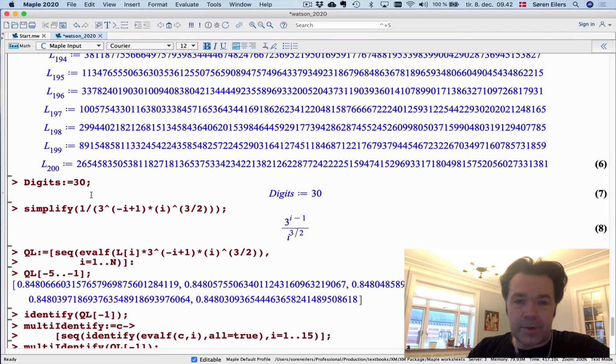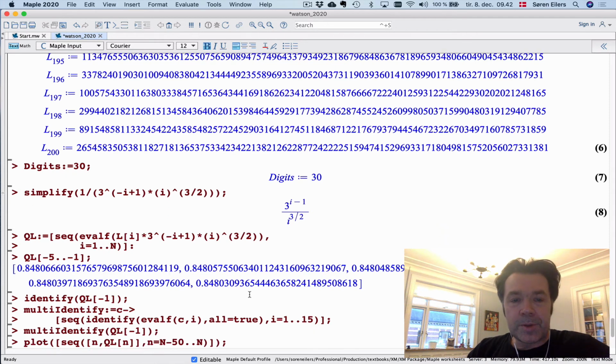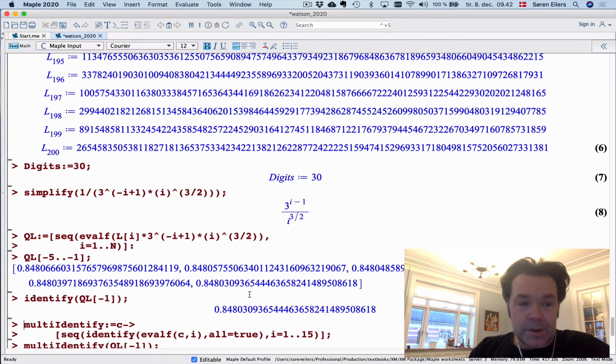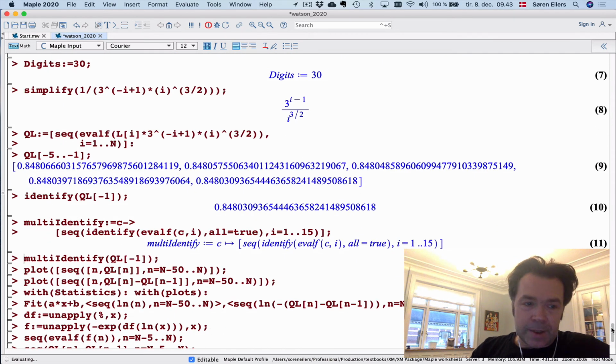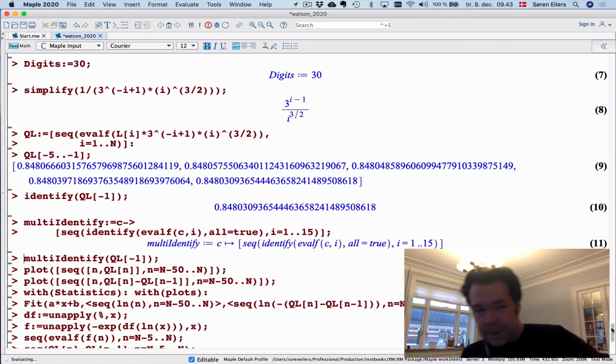Right, so because I intend to use identify, I'm going to use a high level of precision. And you can see that it's not a problem to compute these numbers, and indeed they also seem to converge in a nice systematic way to this number, which is somewhere around 0.84. However, if I ask to identify, this is not going to work, and even if I use multi-identify, which is often a good idea because we will look at various levels of precision in this computation, I'm not going to get anything useful, which you'll see in a second.